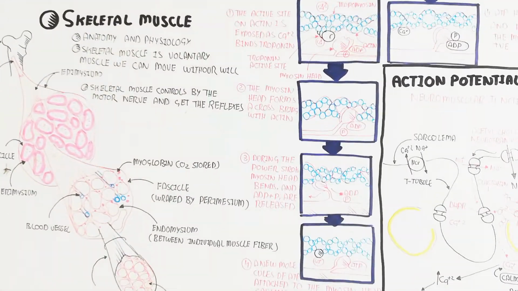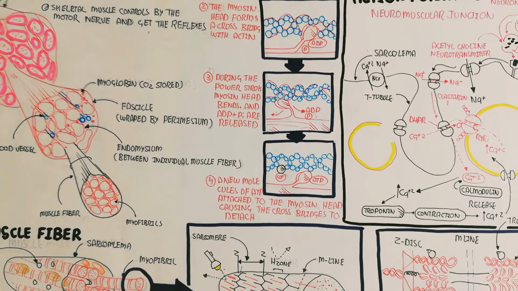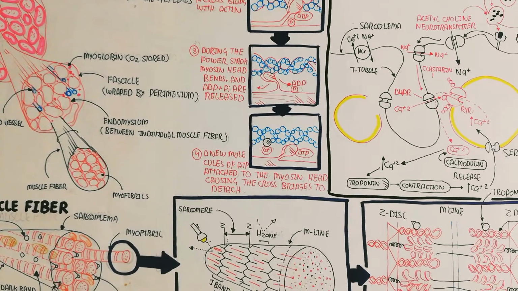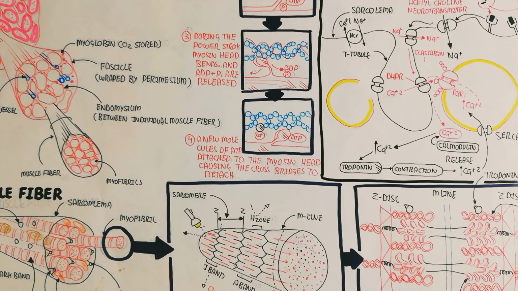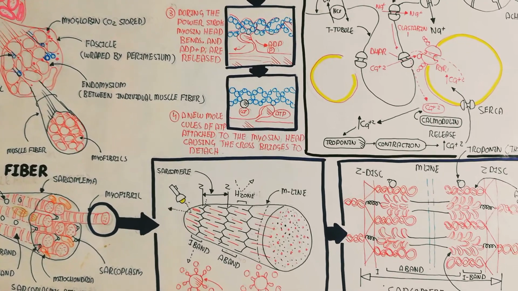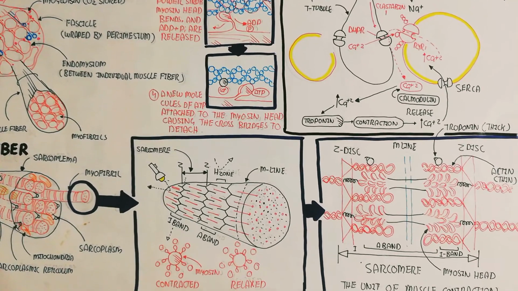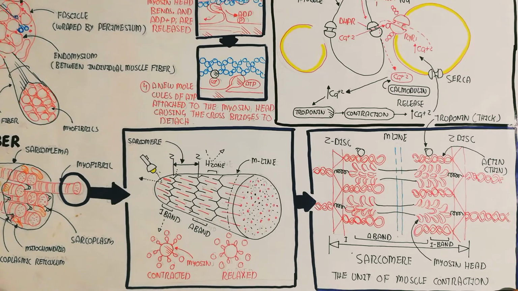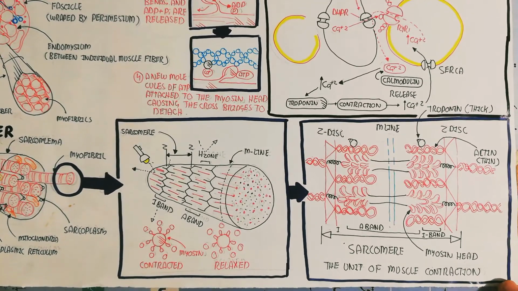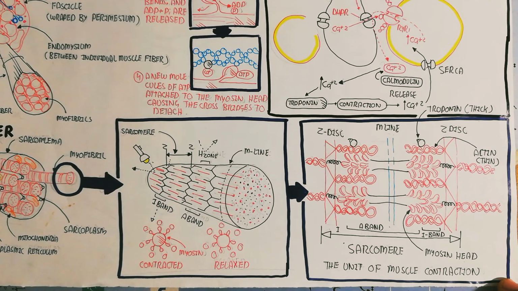So the sarcolemma here contains the sodium-calcium exchanger for calcium efflux. So I hope you make sense of the skeletal muscle anatomy and physiology, the function of the skeletal muscle, and how it works. The skeletal muscle is controlled by the motor nerve and gets the reflexes, and it is voluntary, not involuntary. And the skeletal muscle requires contraction with the help of the bone. So it is the endoskeleton of the human being.